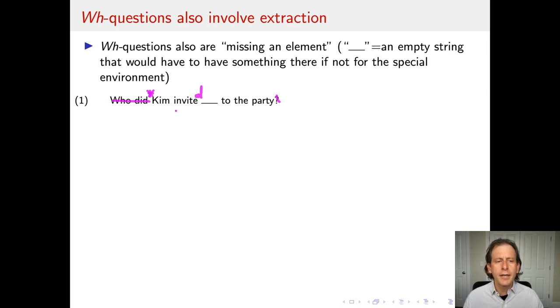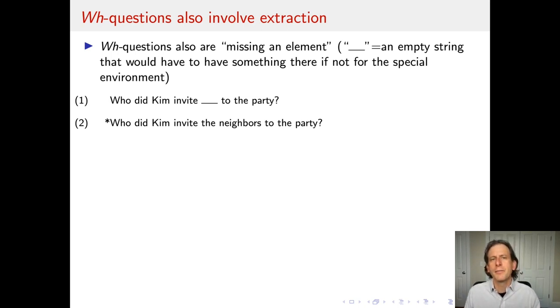So ordinarily, invite requires an object in the position immediately after it. That's a characteristic of English syntax. But in this case, it's perfectly fine. And the reason is the word who serves that role of the word invite's object. We can contrast that with, in fact, if we made that phrase explicit, it would actually render the sentence unacceptable. Who did Kim invite the neighbors to the party? Now it feels like something's wrong because the neighbors doesn't belong anymore, because who is there.